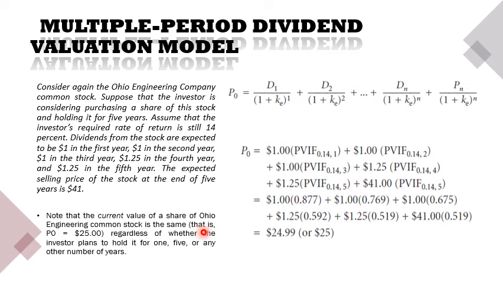Please note that the current value of a share of Ohio Engineering common stock is the same. That is, the initial price, P0, equals $25, regardless of whether the investor plans to hold it for 1, 5, or any other number of years.